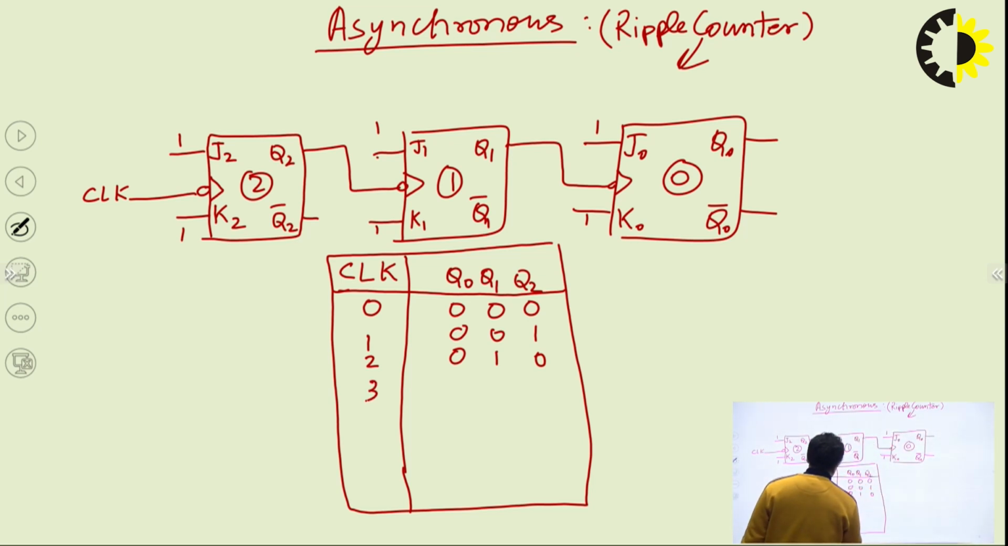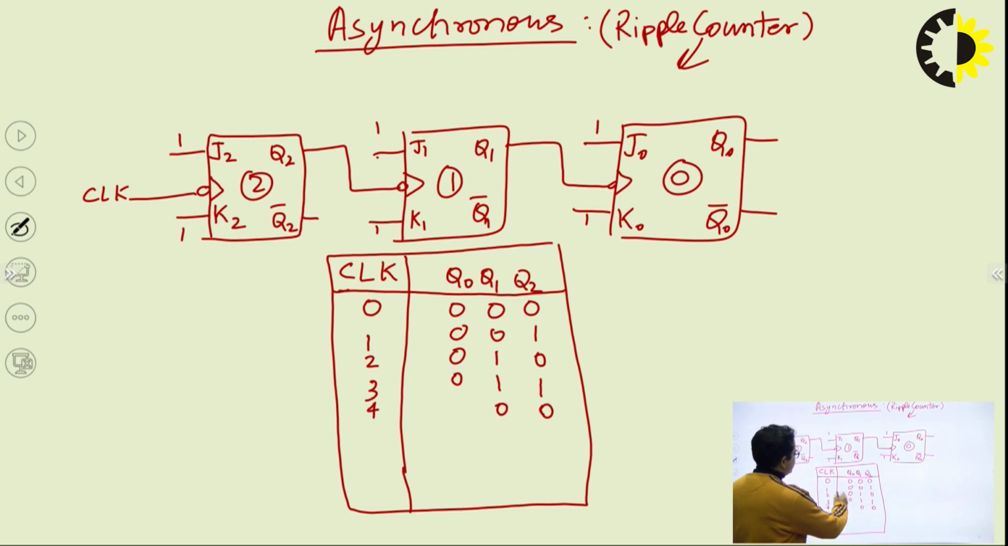Now the next clock pulse is applied. In this case flip-flop 2 is going to toggle, so the value changes from 0 to 1. Again flip-flop 1 will hold its past value and flip-flop 0 will hold its past value. Now what about when the fourth clock pulse is applied? In that case the second flip-flop is going to toggle its value from 1 to 0. Again flip-flop 1 is going to react because it is a transition from 1 to 0, so it will change its value from 1 to 0.